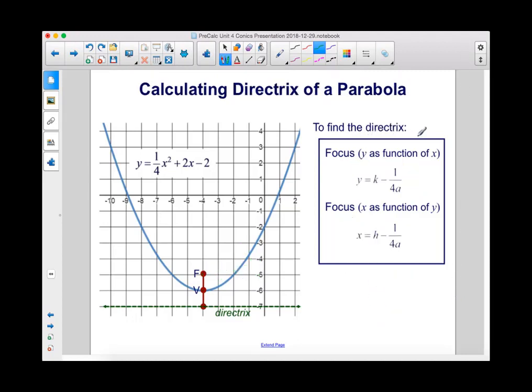To find the directrix when y is a function of x, use this equation: y equals k minus 1 over 4a. If x is a function of y, use this equation: x equals h minus 1 over 4a. In this case, y is a function of x, so we use the first equation. k is the y-coordinate of the vertex, -6, and then we subtract 1 over 4a, which here is 1. -6 minus 1 is -7, and that is where the directrix is.